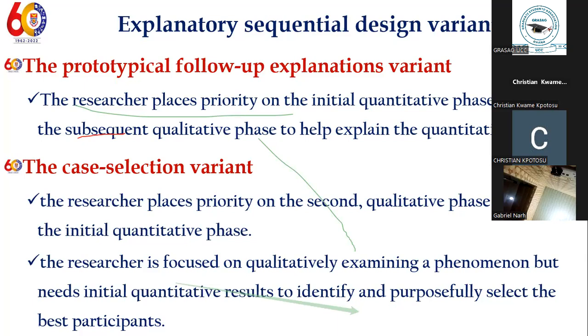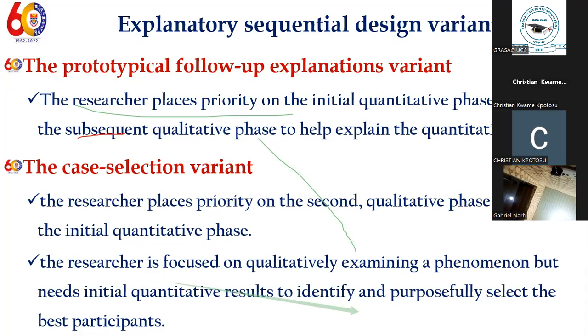This will help me to identify this person, even though the group are saying they disagree, he is saying he agrees. Now let me follow this person and see what are some of the factors that are making him agree to what the group are saying they disagreed on. So in this case, the case selection variant is very important.